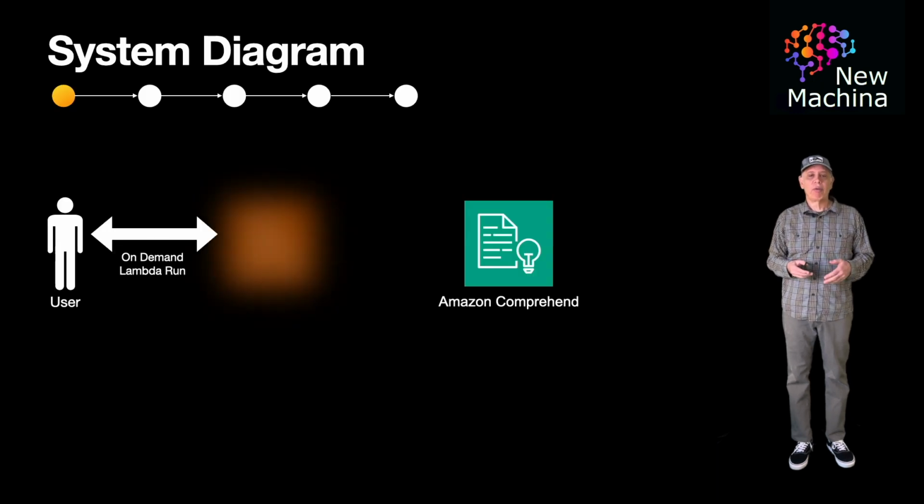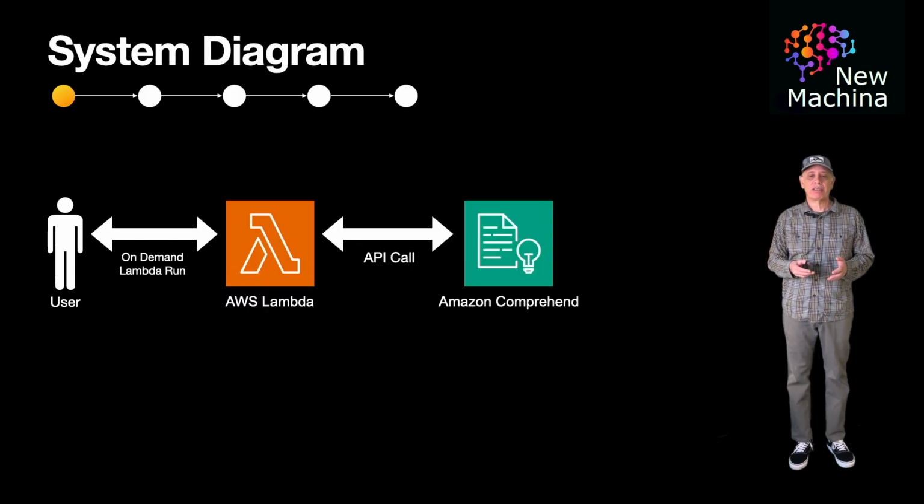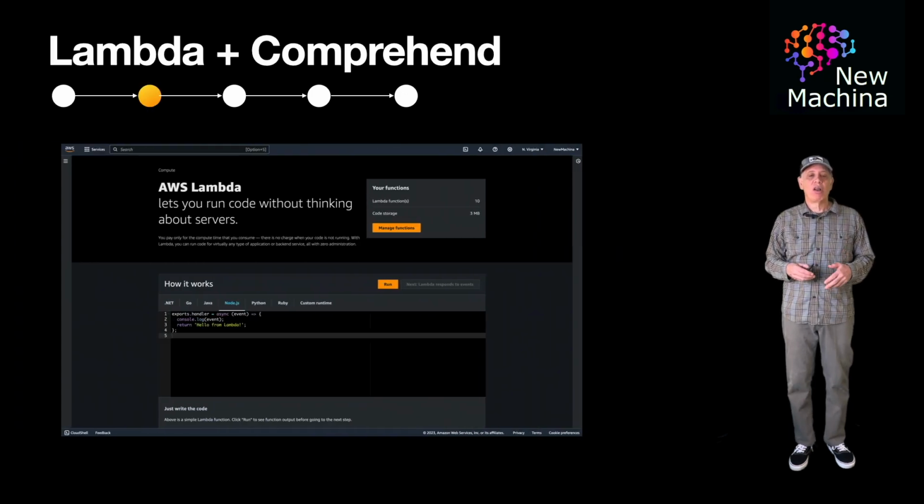In this video, I'll be showing you a Lambda function accessing sentiment analysis capabilities in Amazon Comprehend. This function will make an API call to Comprehend requesting analysis of some text. Comprehend will provide a simple response of positive or negative, and the Lambda function will print this out to the execution console.